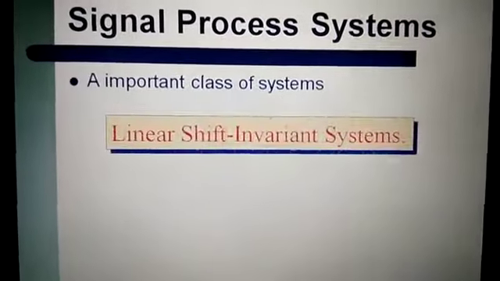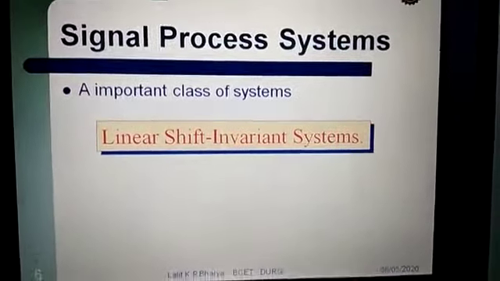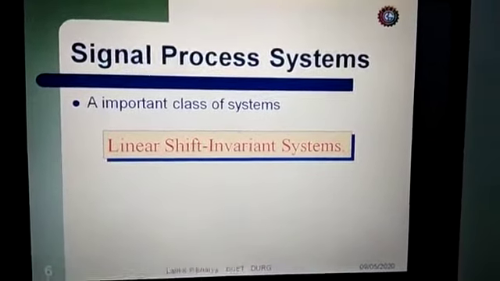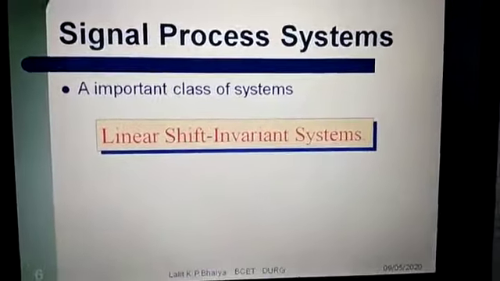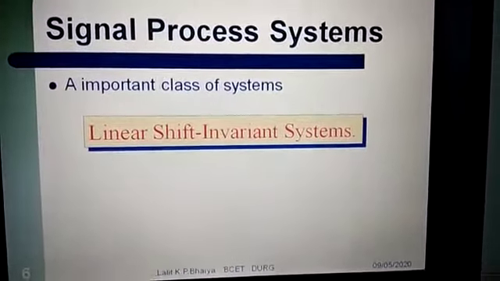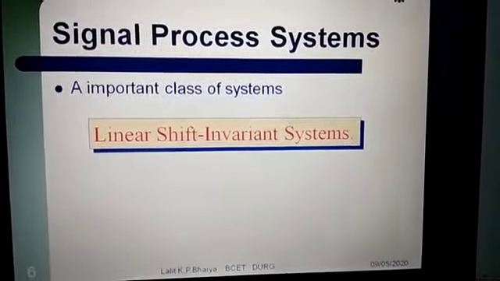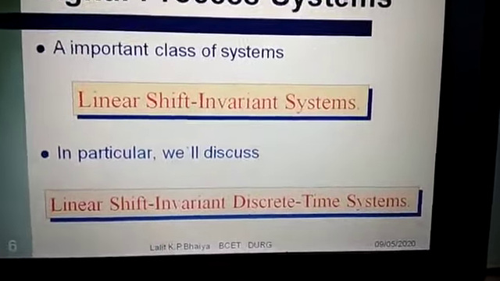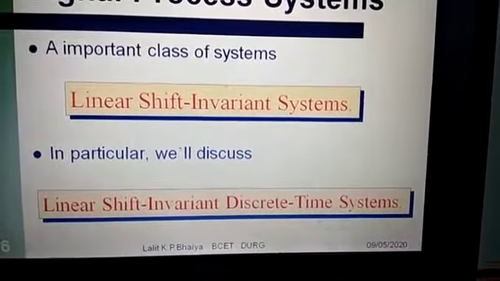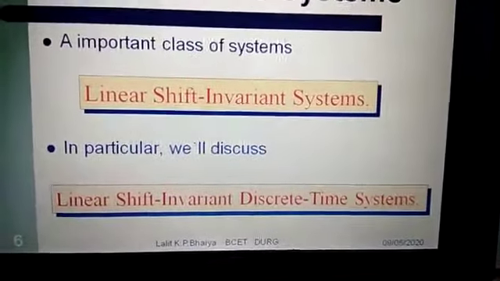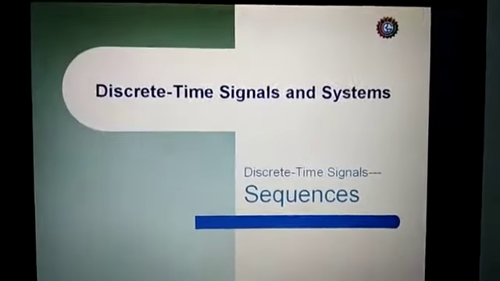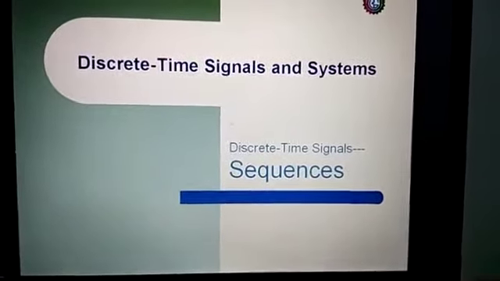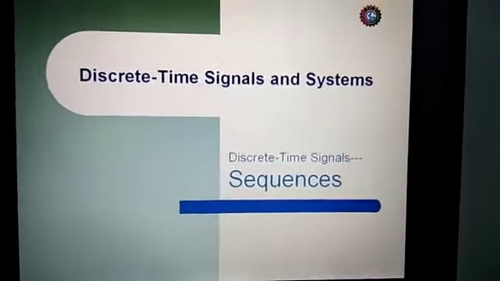An important class of system plays an important role in digital signals and systems, called a linear shift invariant system or linear time invariant system. It is also called an LTI system. In particular, we will discuss the linear shift invariant discrete time system, that is LTI DTS, and we will go through separate videos on the LTI system also. Let us go through the brief basics of the sequences.